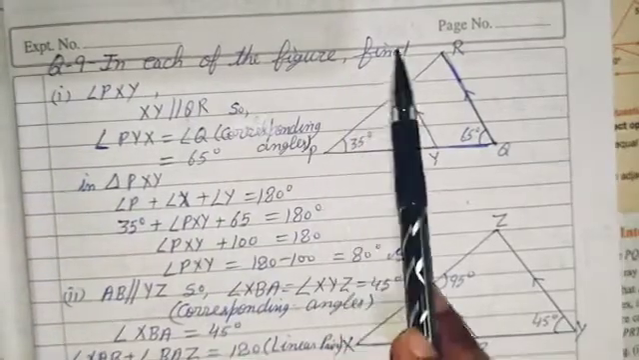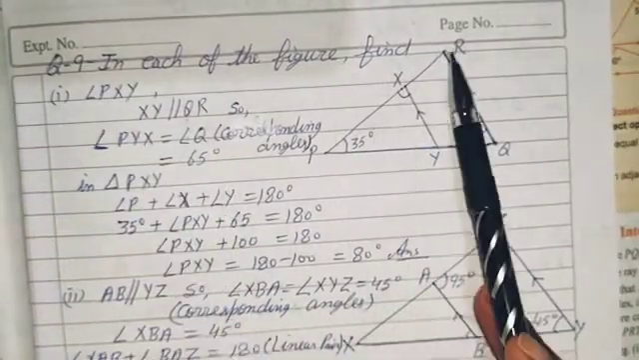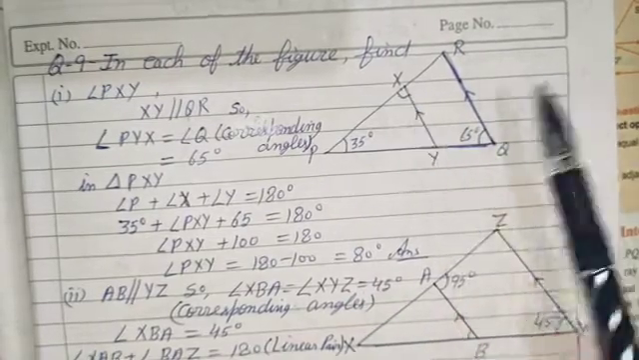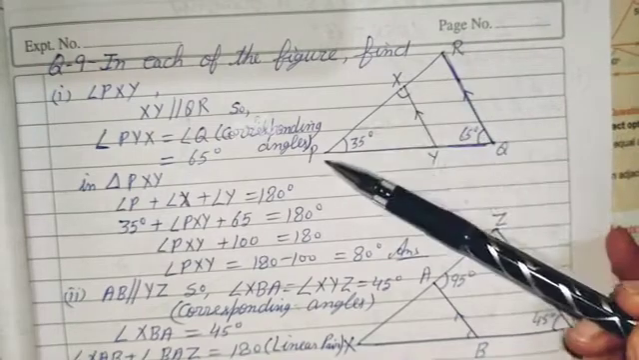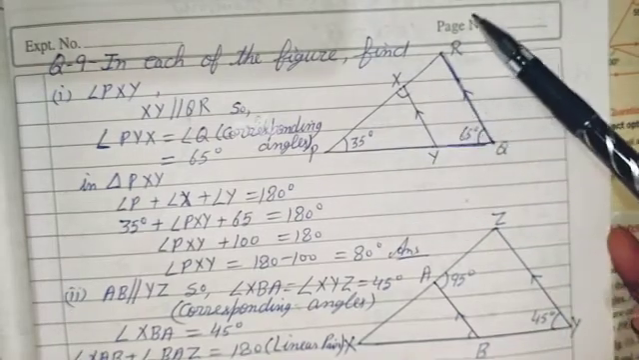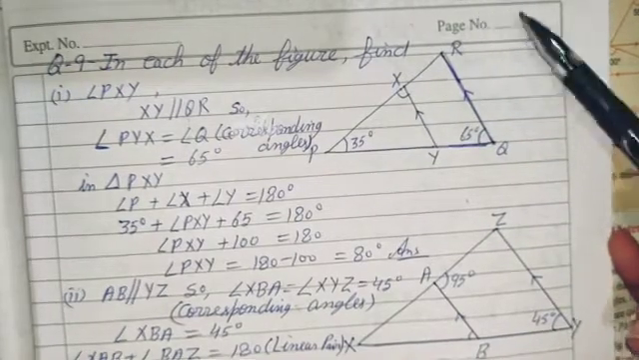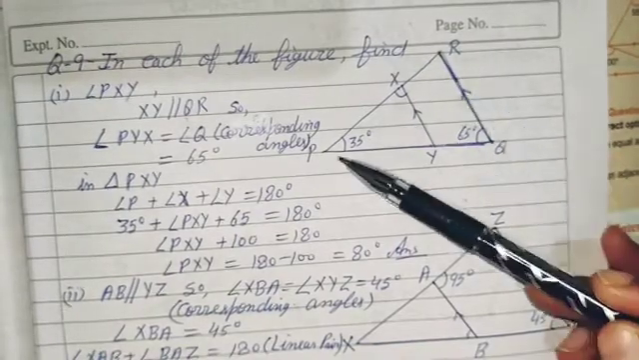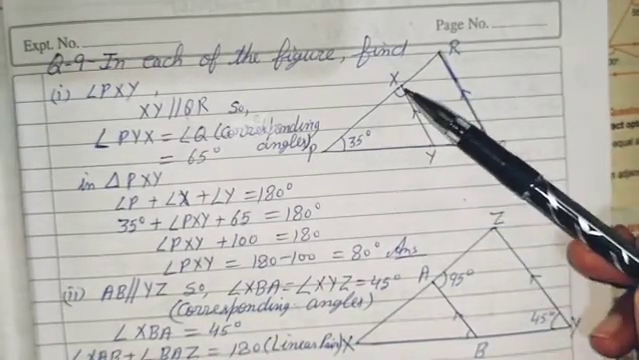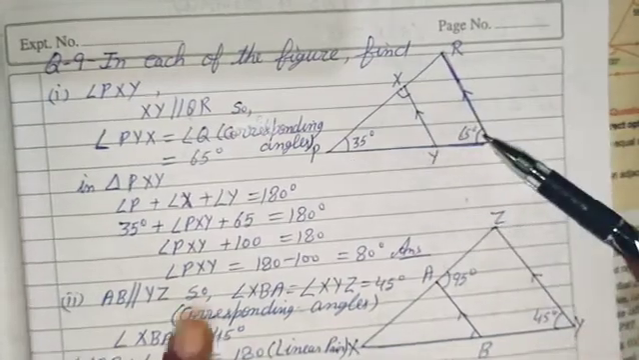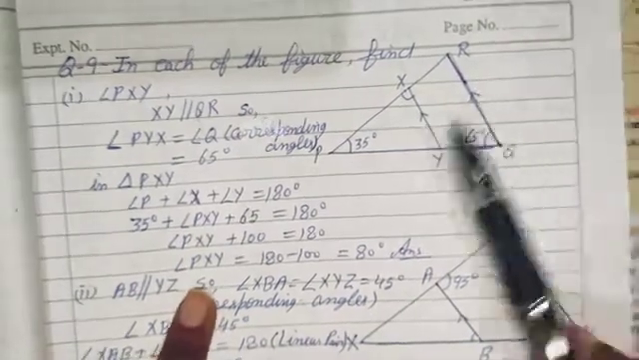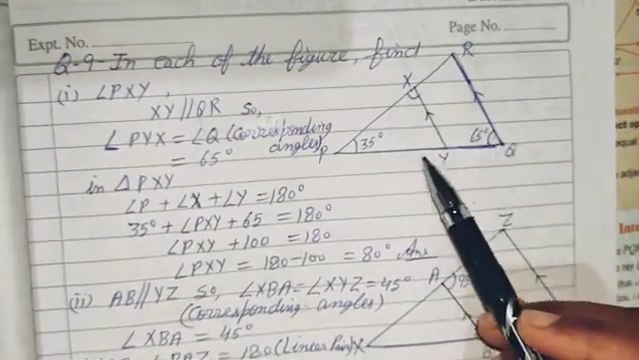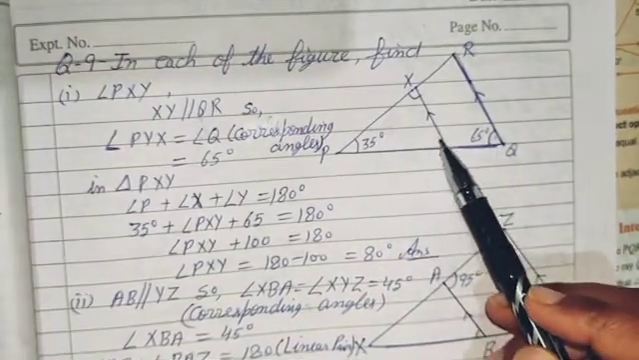In each of the figures, find angle PXY. This angle we have to find here. It is given that these two lines are parallel and this is the transversal. So XY is parallel to QR. Angle PYX equals angle Q, because these two are parallel lines, so angle PYX and this angle are corresponding angles. So this angle will be equal to 65 degrees.